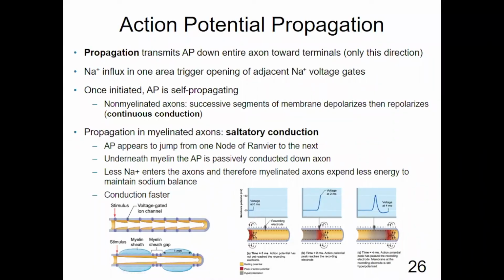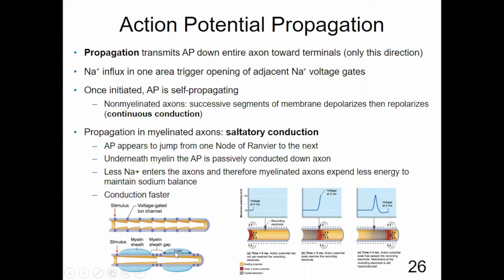Action potential propagation refers to the action potential being transmitted down the axon. Remember, there are some neurons whose axons are a meter or even longer. So this propagation is traveling, in some cases, very long distances. Action potentials are propagated in myelinated axons through saltatory conduction.